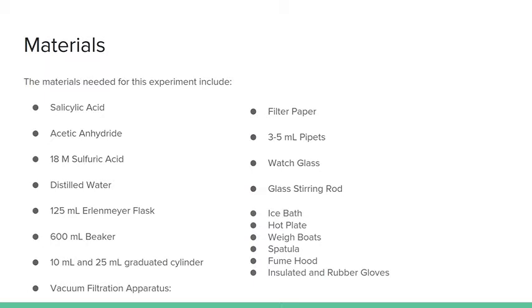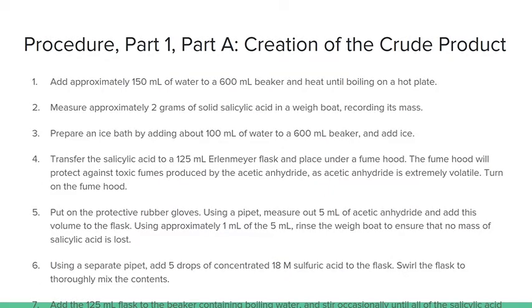Here are the materials we used. Here is salicylic acid, a main reactant, acetic anhydride, the other main reactant, 18 molar sulfuric acid, which was a catalyst for the reaction, distilled water, a 125 milliliter Erlenmeyer flask, a 600 milliliter beaker, which was used for ice and hot water baths, a 10 milliliter and 25 milliliter graduated cylinder, which were used to measure out the ethanol and the water, and then the vacuum filtration apparatus and other substances over here. And then here's the procedure.